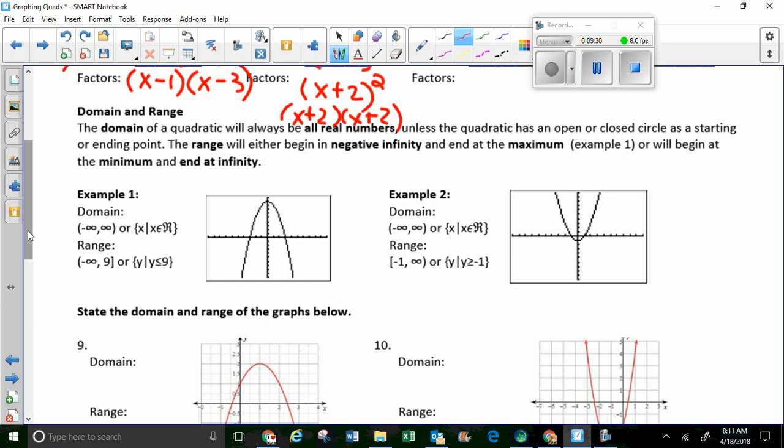All right, domain and range. We maybe had some struggles with that last semester, but the domain for parabolas is always the same. The domain of a quadratic is always all real numbers.